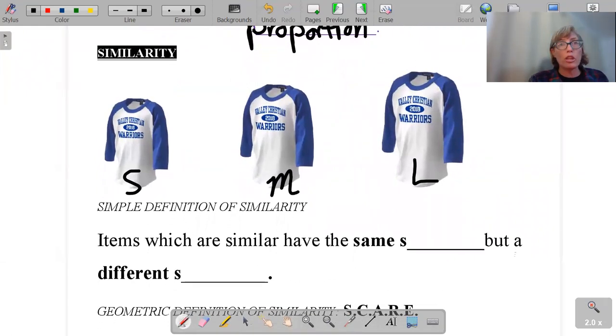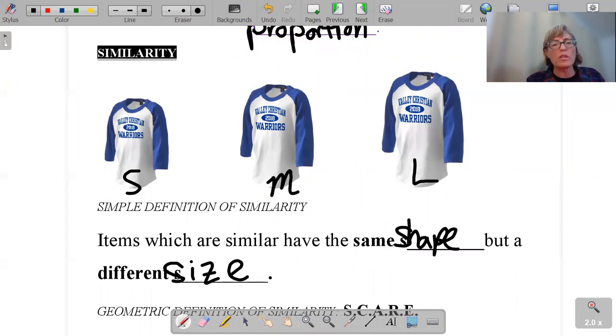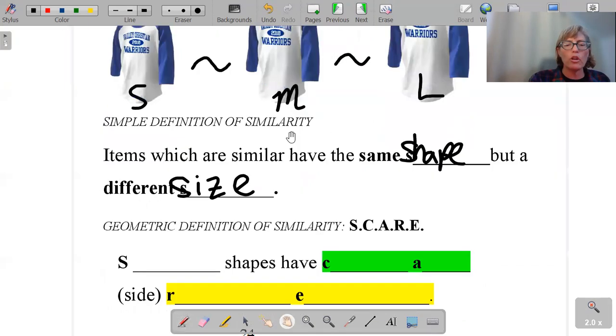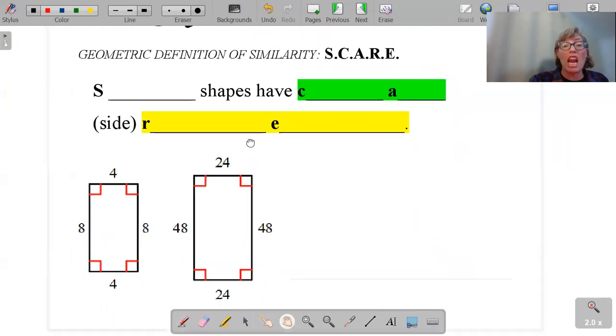This is the slang definition of similarity: items which have the same shape, but a different size. The symbol we use for similarity looks like a Spanish tilde, or half a congruent sign, if you will. That means similar, same shape, different size. That's the slang version. Here's the geometric technical version.